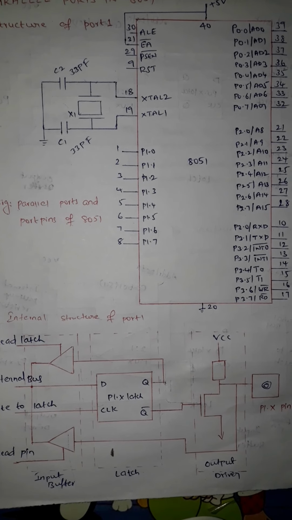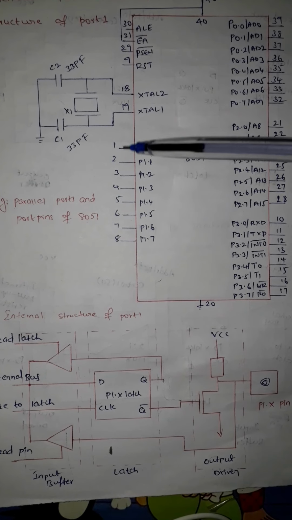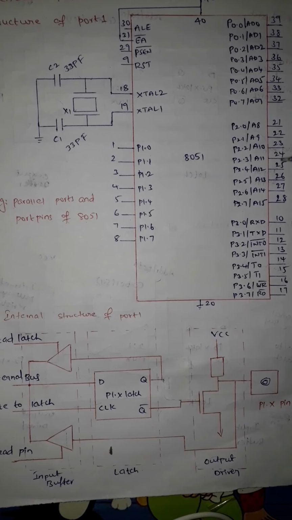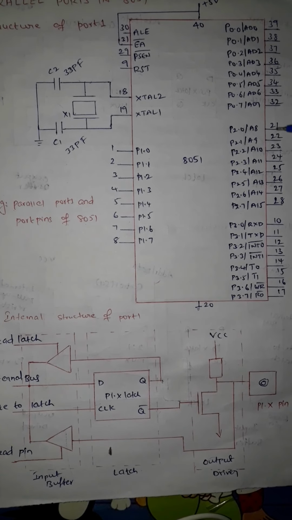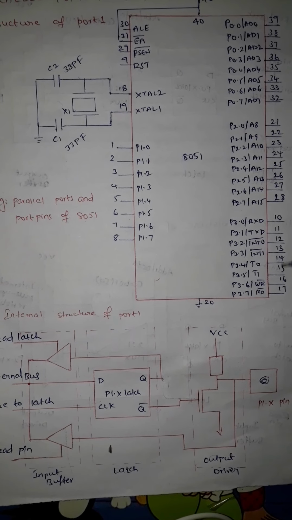Also you can see that port 1 is numbered from 1 to 8, port 0 is numbered from 39 to 32, port 2 is numbered from 21 to 28, and port 3 is numbered from 10 to 17.